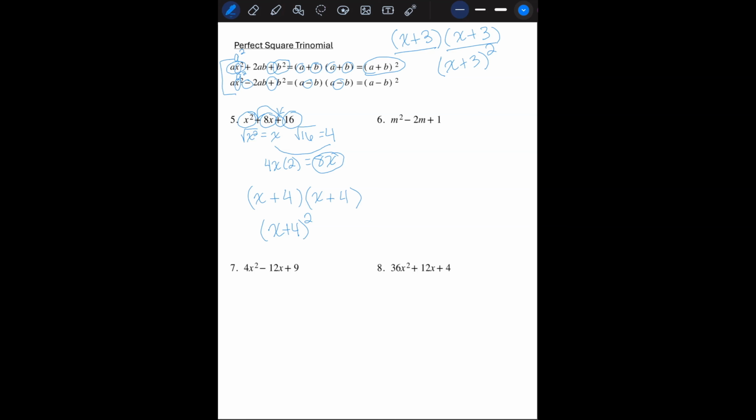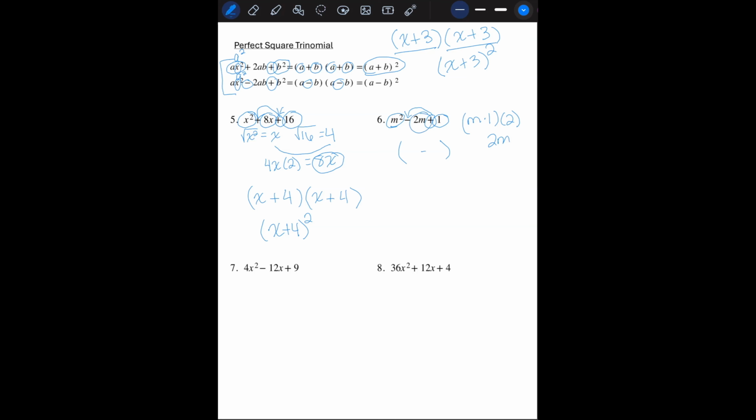Now, I don't have to show all of that work. I could just check it in my head. So, for instance, if I look at this one, 16, this is a perfect square, this is a perfect square, and I have a plus at the back. So I know that both my parentheses will have a minus sign. And I'm going to check the middle. The square root of m squared is m. The square root of 1 is 1. And I'm going to double that. So m times 2 is 2m.